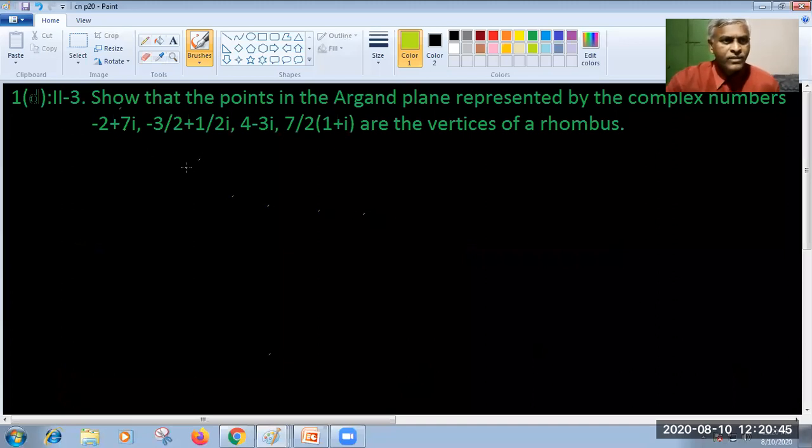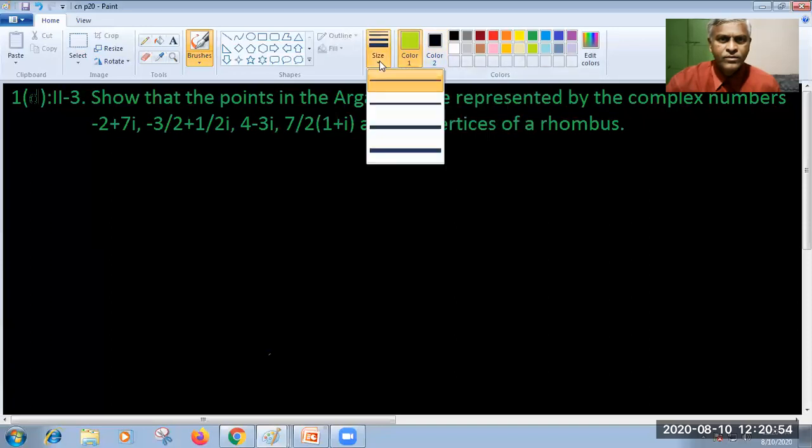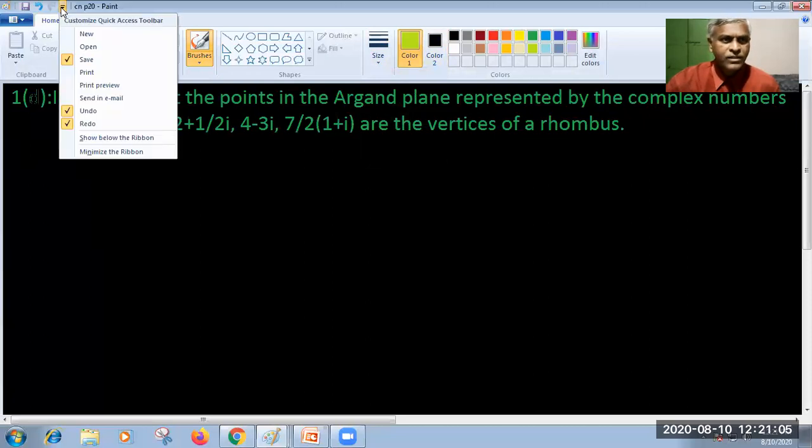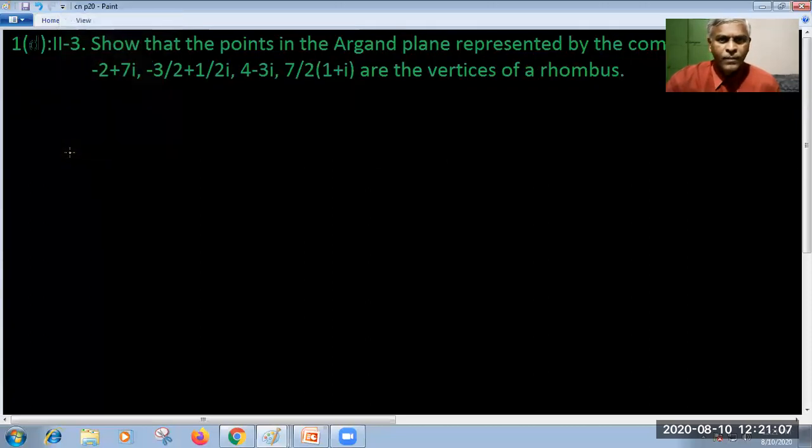Let us take up this problem. Show that the points in the Argand plane represented by the complex numbers are the vertices of a rhombus.